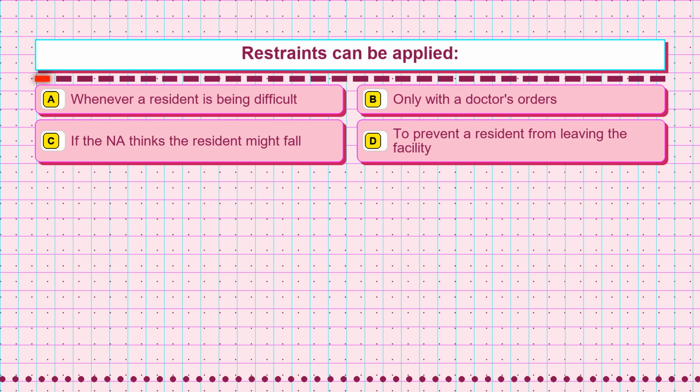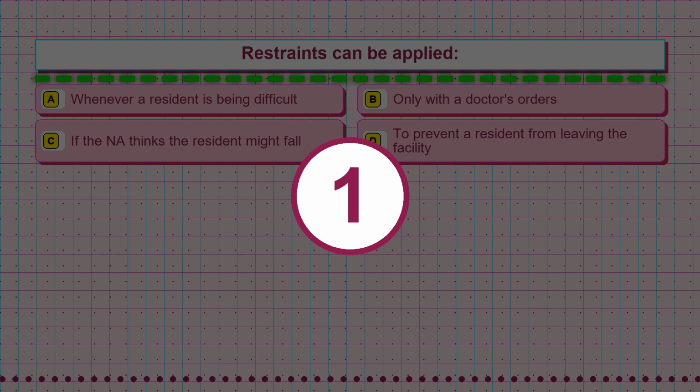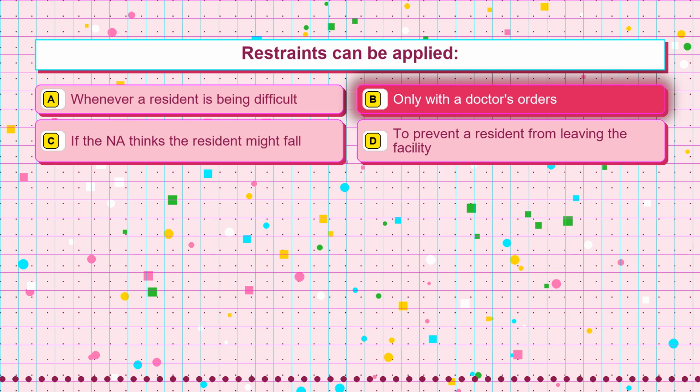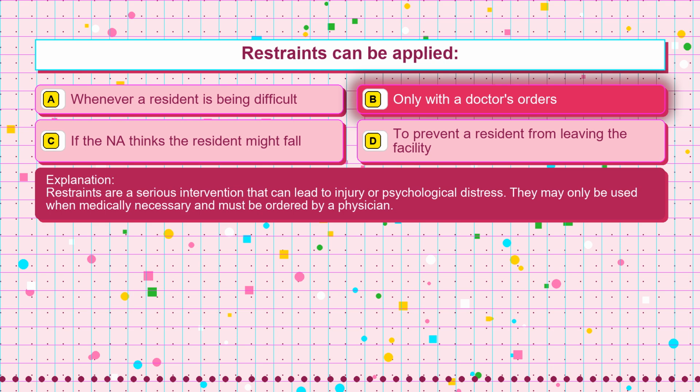Question 53. Restraints can be applied: Option A, whenever a resident is being difficult. Option B, only with a doctor's orders. Option C, if the NA thinks the resident might fall. Option D, to prevent a resident from leaving the facility. The correct answer is option B, only with a doctor's orders. Restraints are a serious intervention that can lead to injury or psychological distress. They may only be used when medically necessary and must be ordered by a physician.